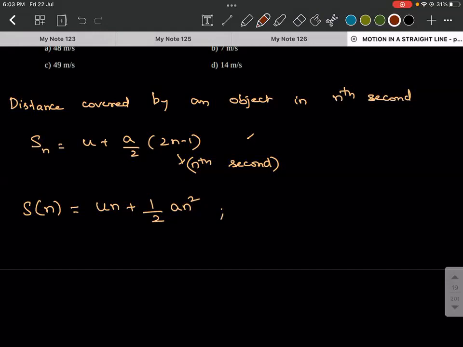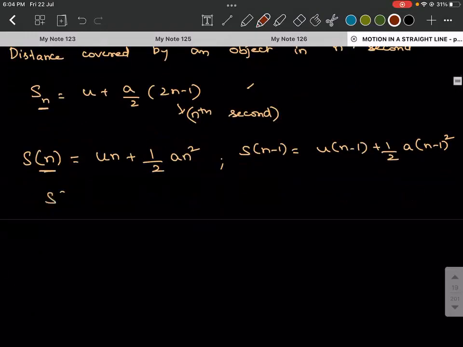So try to understand the difference. If I put n in the bracket of s, then I call it the distance traveled by the object in n seconds. If I put a subscript n, then I say distance traveled by the object in the nth second. So this is for the nth second. This is for n seconds. Okay. So S of n minus 1 will be what? u into (n minus 1) plus half into a into (n minus 1) the whole square. So if I am able to calculate S of n minus S of n minus 1, then I'll get the distance traveled by the object in the nth second.